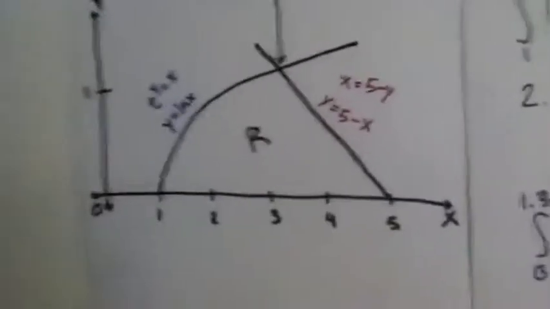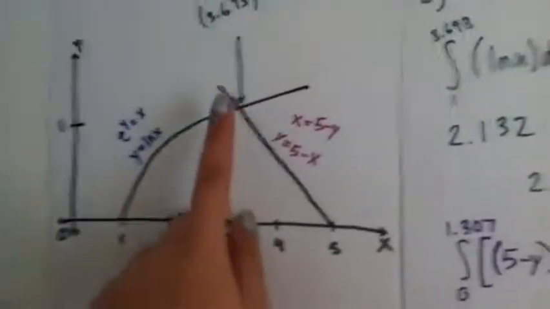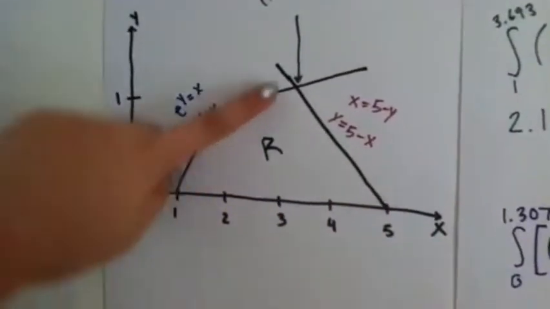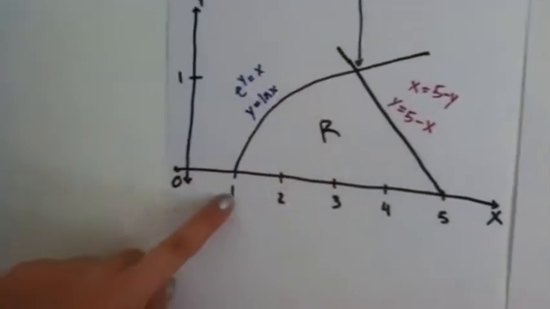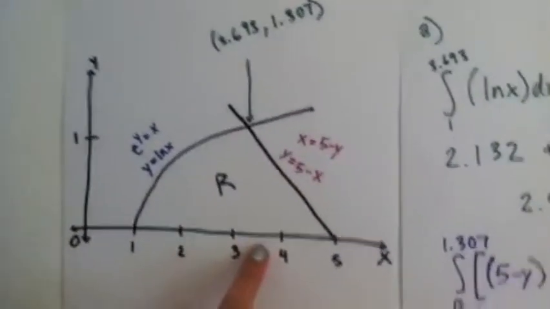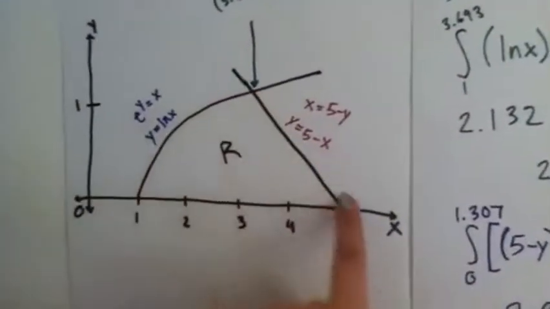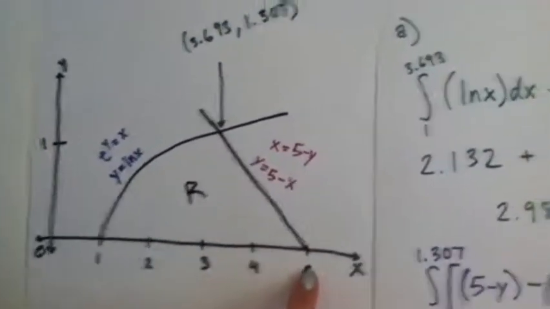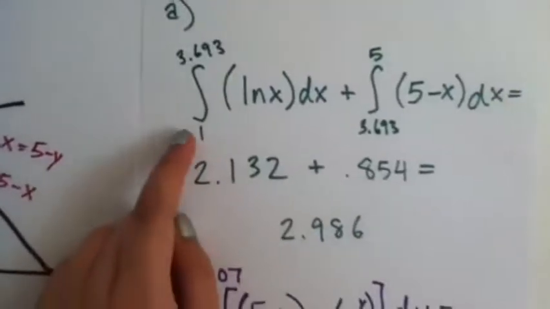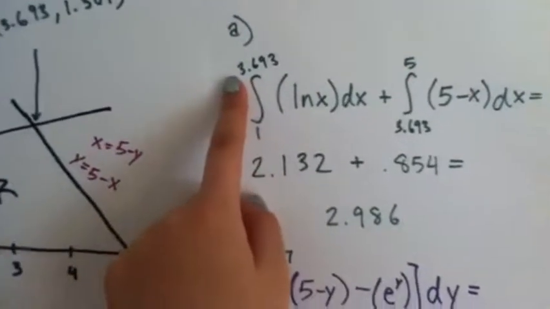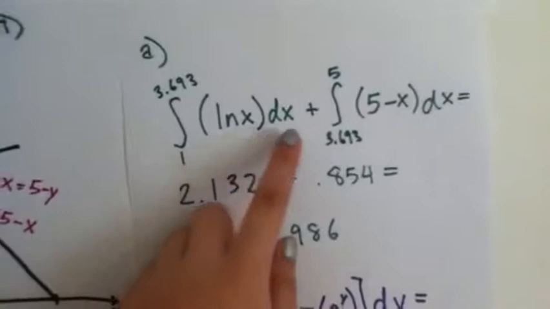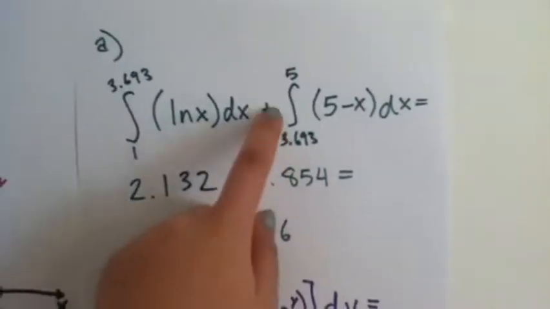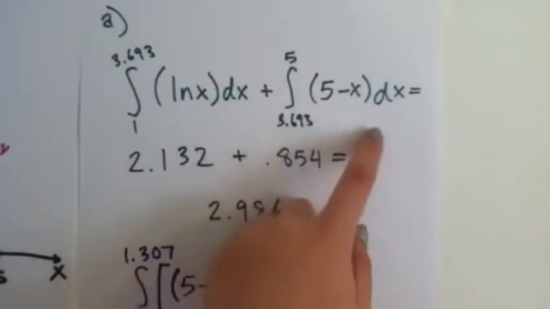Now we can write the integrals. So when we're doing it with respect to x, we have to split up the function down here. We'll find the area below y equals ln x from 1 to 3.693, and then the area below this line from 3.693 to 5. So the integral is the integral of 1 to 3.693 of ln x with respect to x plus the integral of 3.693 to 5 of 5 minus x dx.